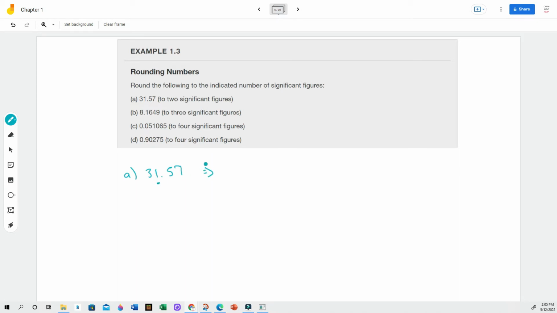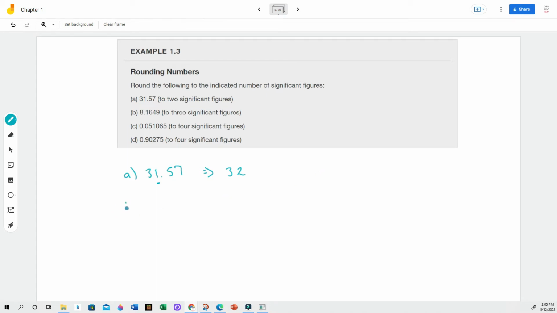And so what I need to do is look at the place just to the right of where I want to round, and that is a 5. So remember, the 5s are tricky. So I need to also look at what is to the right of the 5 and know if that is a 0 or a non-zero. Because it is a non-zero, it's a 7, that means we are going to round up. So this 31.57 becomes 32, and that has 2 sig figs.